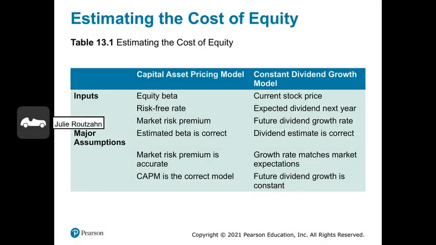This slide does a nice job of summing up the two different models. Remember, we're using either model to calculate the cost of the equity. Now, if you're using the capital asset pricing model, we need 3 different inputs. We need the beta, the risk-free rate, and the market risk premium. Some assumptions for this model are that the estimated beta is correct. There's no absolute way of determining whether it's correct or not. It's based on a range. The market risk premium is accurate. Again, markets change all the time, so that risk premium could also change. And that the capital asset pricing model is the correct model to use.